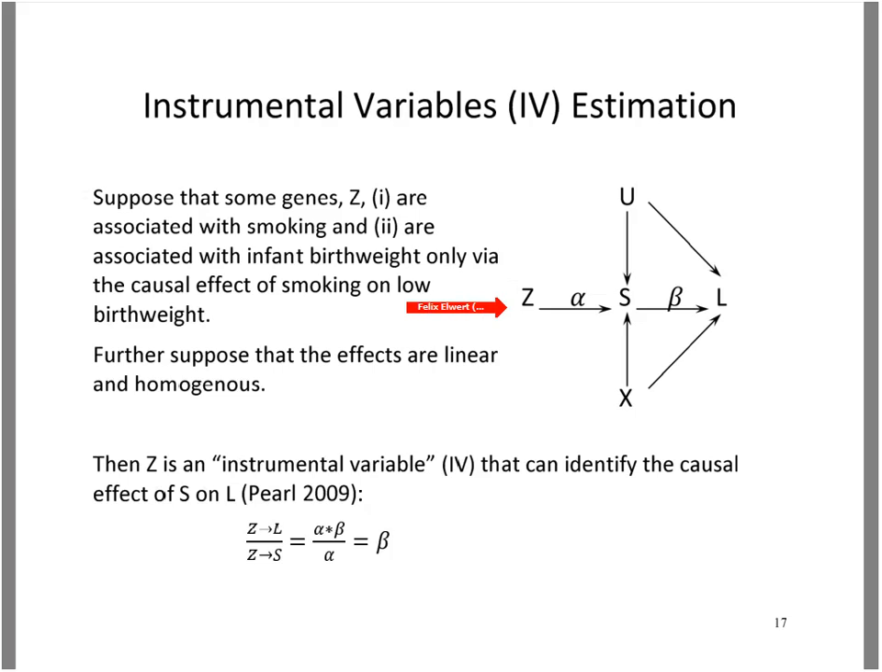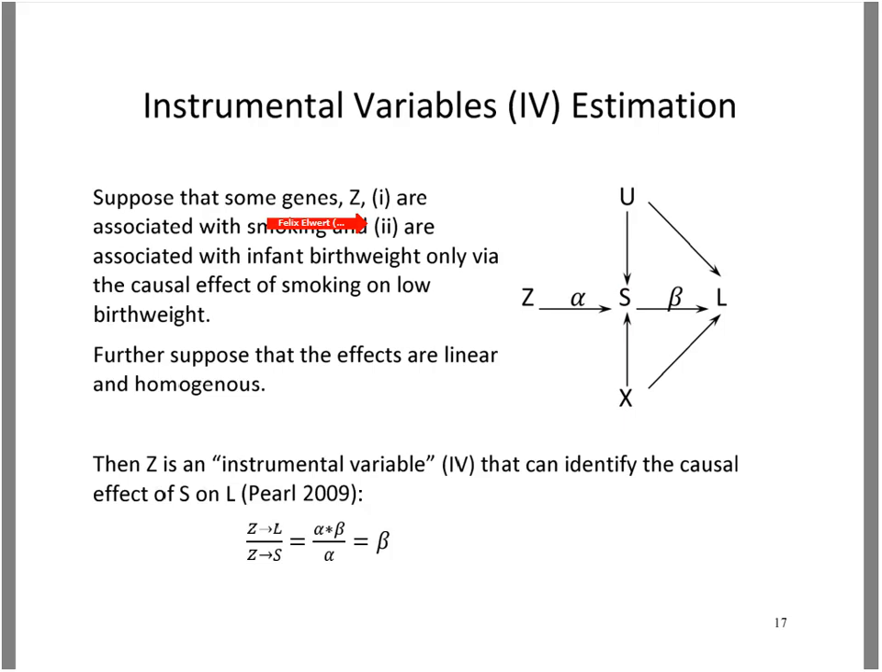So let's see. The second statement here is saying that the only open path between Z and L must be an open path that traverses the S to L arrow. Right? So condition 2 says that any association between genes and infant birth weight must go through the arrow from S to L.